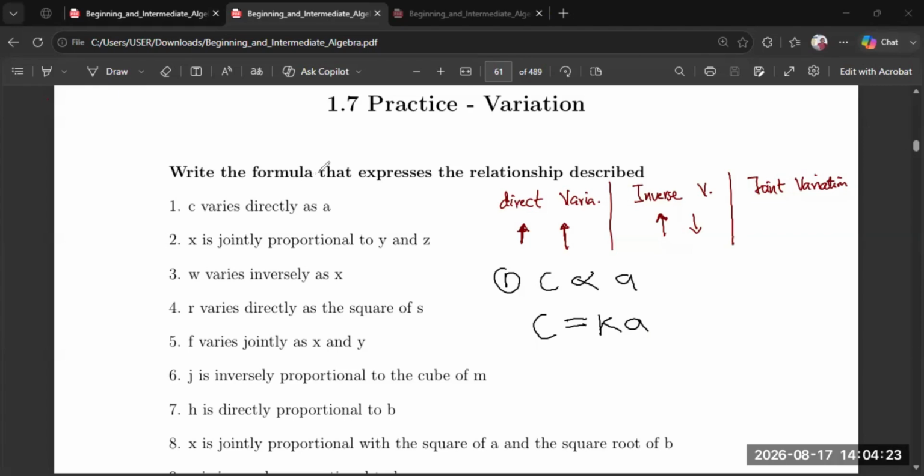And then we can go further to express it in terms of the constant, which is K, by dividing through by A. And therefore we have K is equal to C all over A, having cancelled this A all over A. So I hope that's clear.